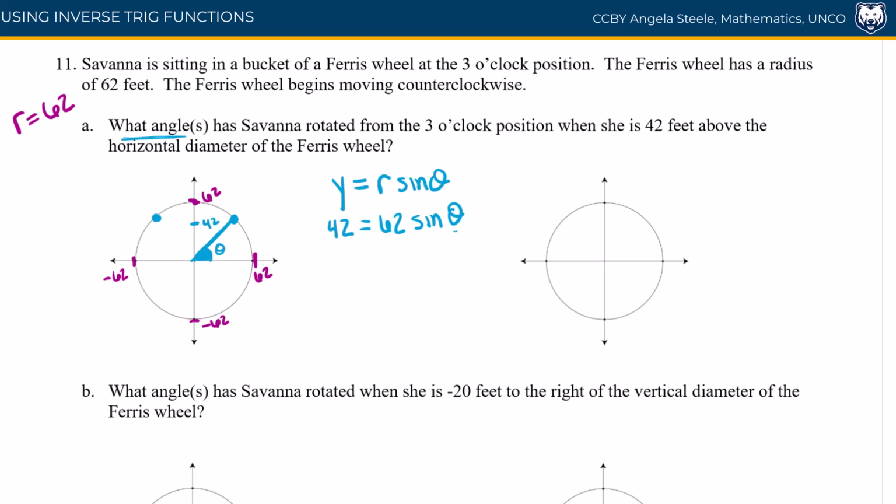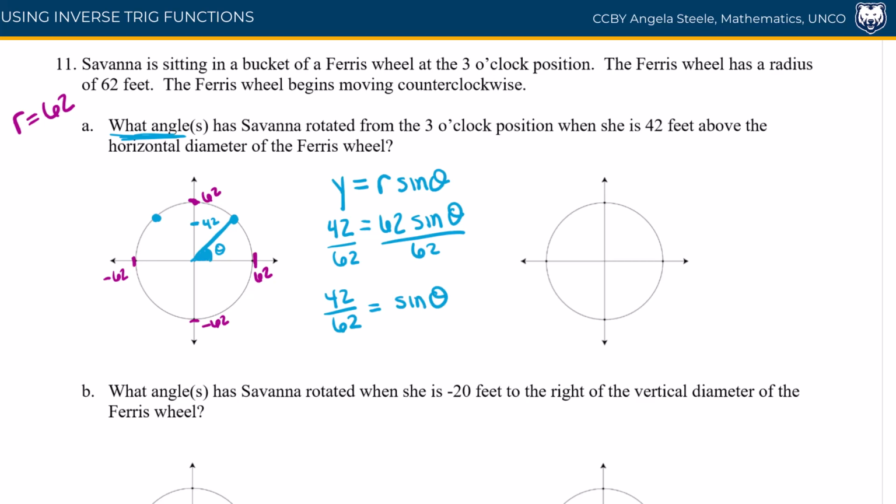We're looking for what angle Savannah has rotated. This is the first time that we are solving for the input on our trig functions. So what we want to do is isolate our theta. To do that, we're first going to divide both sides by 62. So we get 42 over 62 is equal to sine of theta. And then we want to take the inverse of this sine.